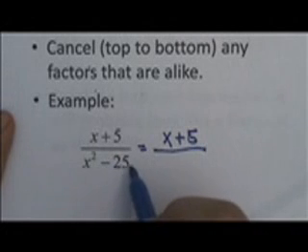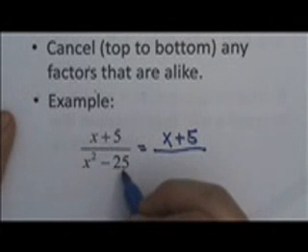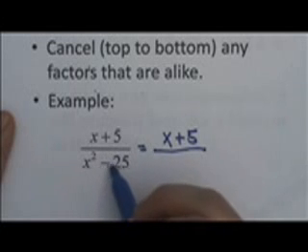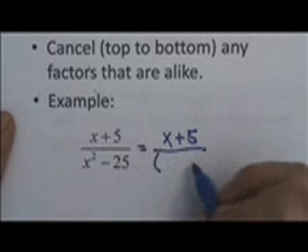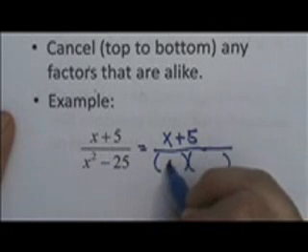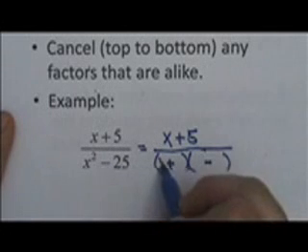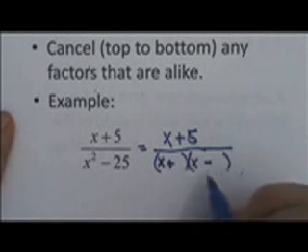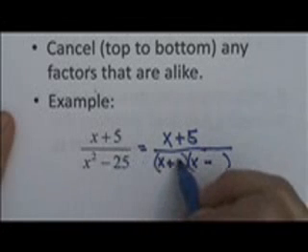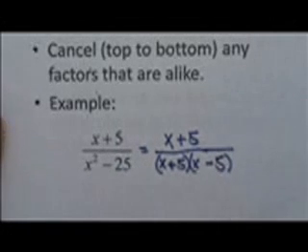x squared minus 25. Well, x squared is, of course, squared, and 25 is 5 squared. We have a subtraction here, so this is a difference of two squares. Remember, we factor those with two parentheses. One with a plus, one with a minus. Take the square root of the first term, so we're going to have an x. And the square root of the second term, the square root of 25, is 5. Remember, 5 times 5 equals 25.